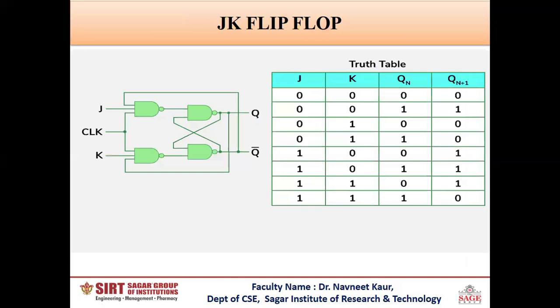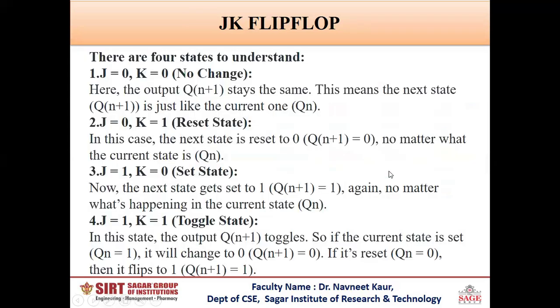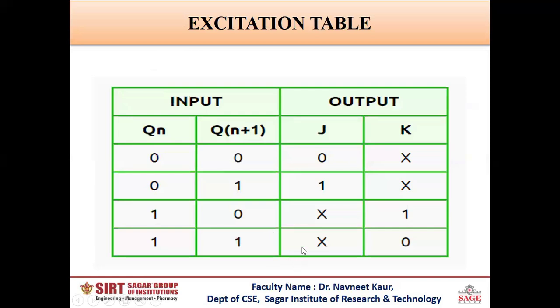Now for Qn equal to 1 and Qn plus 1 equal to 0, we can see that these conditions meet the criteria. So here we can see that K is 1 in both conditions, whereas J is 0 in the first condition and 1 in the second condition. So J can be anything whereas K is always equal to 1. So here J is don't care, whereas K is 1.